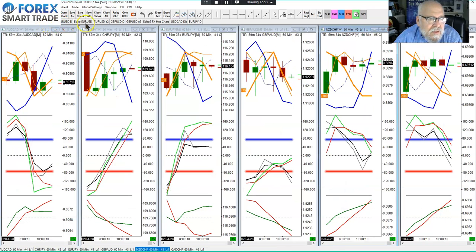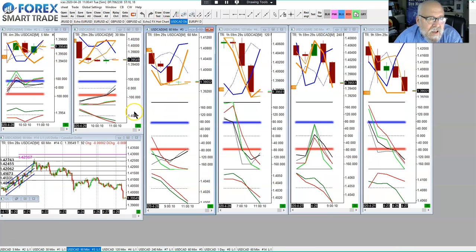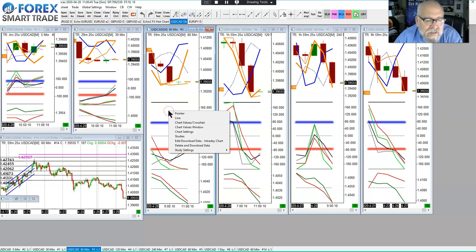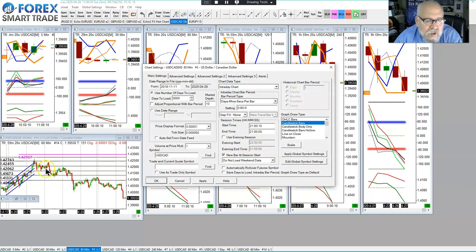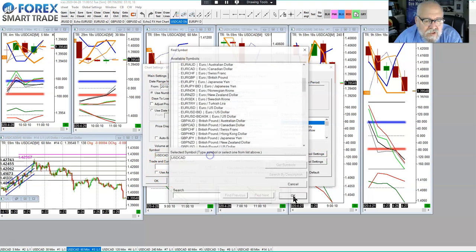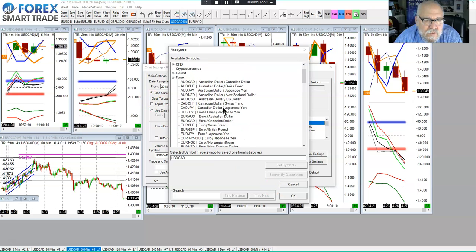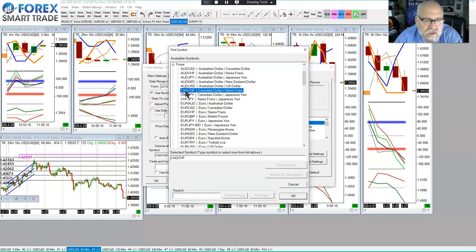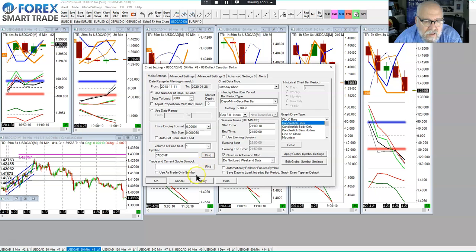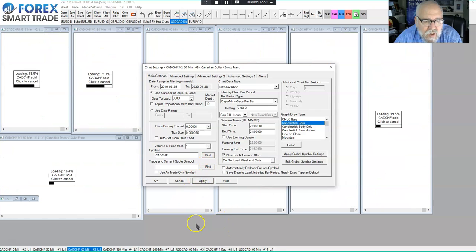So that was Canadian Swiss franc. So I'm opening up an existing chart. I'm sure I've never traded that pair before. So I'm going to go to chart settings, go to symbol and just change the symbol to Canadian Swiss franc. Click OK. Click apply. So it's going to change all of my charts.